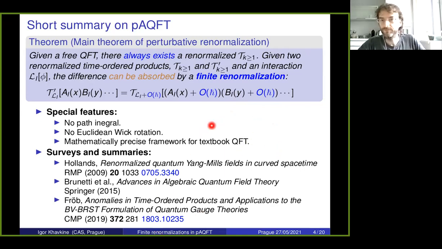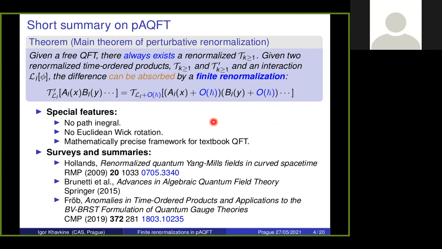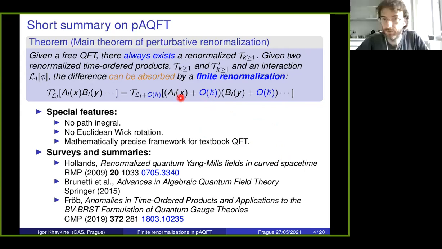Sorry, question. Do the corrections to AI BI depend on AI BI or not? Yes, of course. They depend on the observable that's being corrected. You can phrase it as a kind of linear map from the algebra to itself. Well, sorry, not linear. Possibly non-linear map from the algebra to itself.